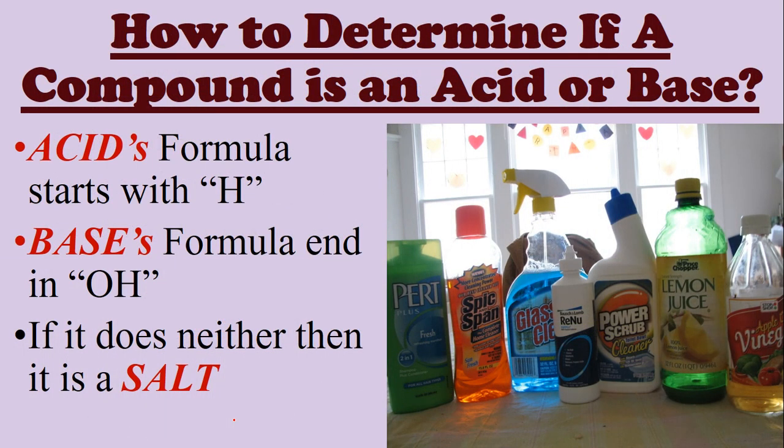So how can we determine if a compound is an acid or a base? Well, the first way is to look at the formula. An acid's formula will start with H, or hydrogen. A base's formula will end in OH, hydroxide. If it doesn't do either of them, we consider it a salt.